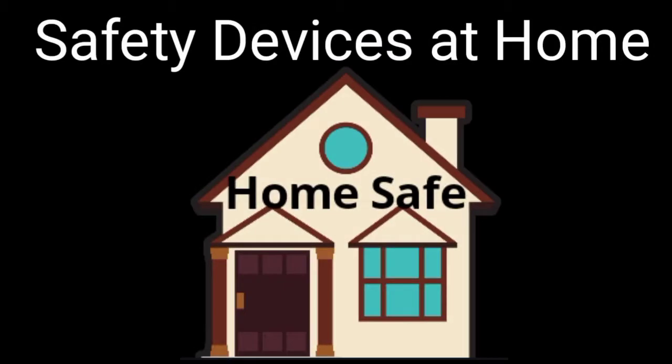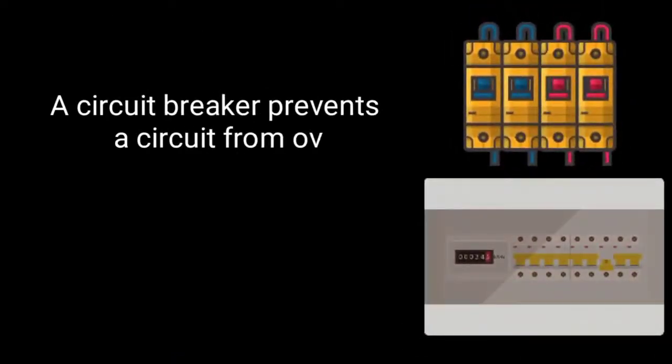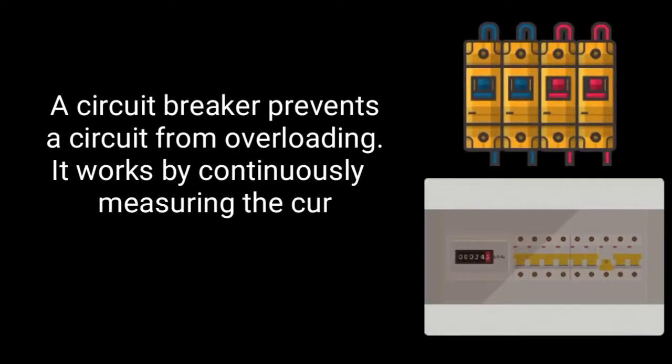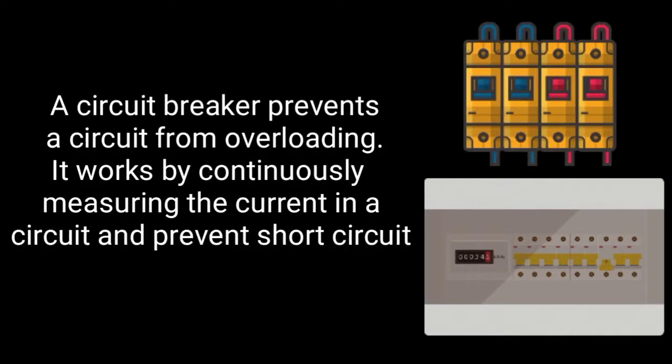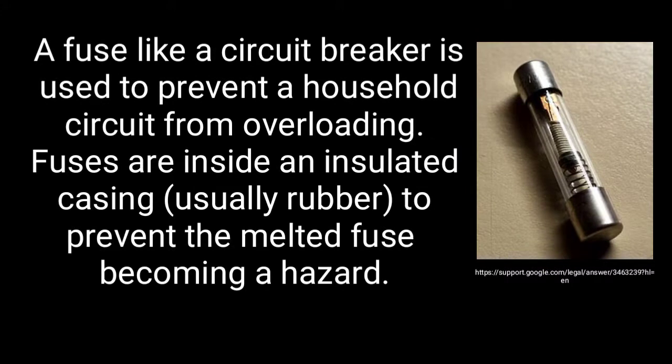The following are the safety devices used at home to avoid hazard and fire. A circuit breaker prevents a circuit from overloading. It works by continuously measuring the current in a circuit and prevents short circuit. A fuse. Just like a circuit breaker, it is used to prevent a household circuit from overloading. Fuses are inside an insulated casing, usually ceramic, to prevent the melted fuse from becoming a hazard.